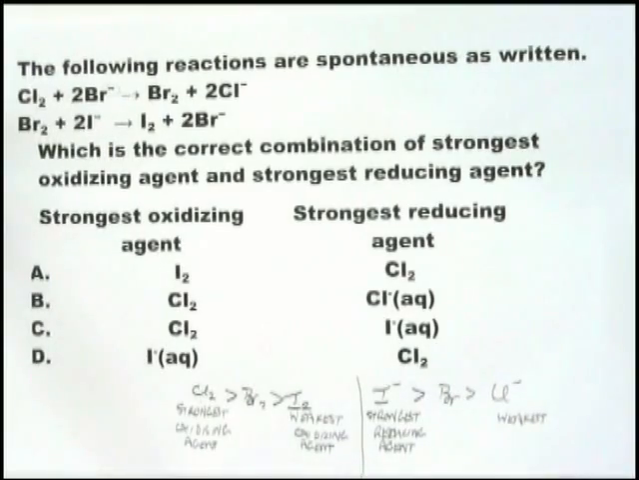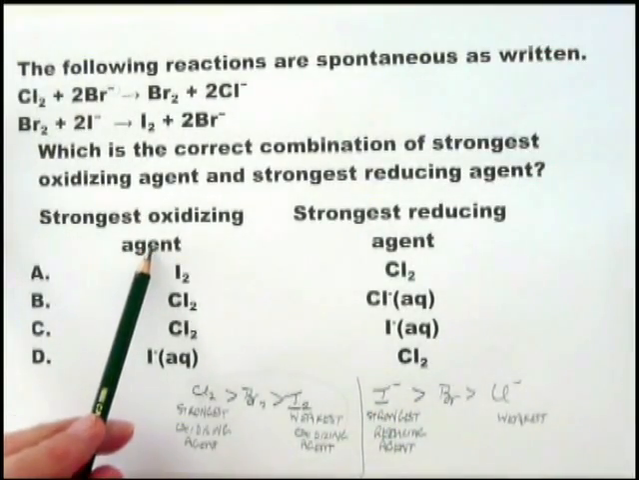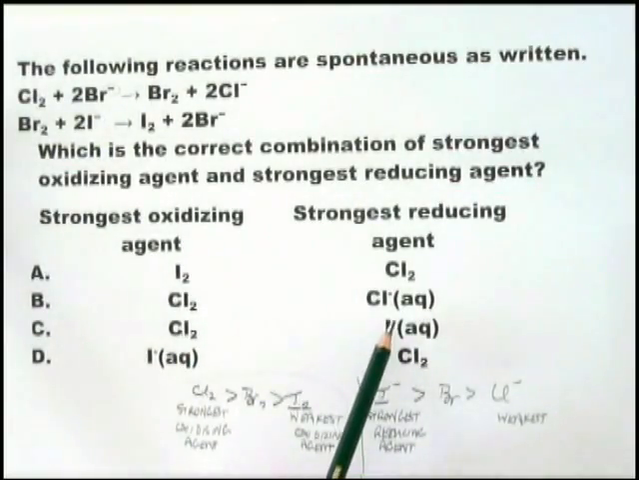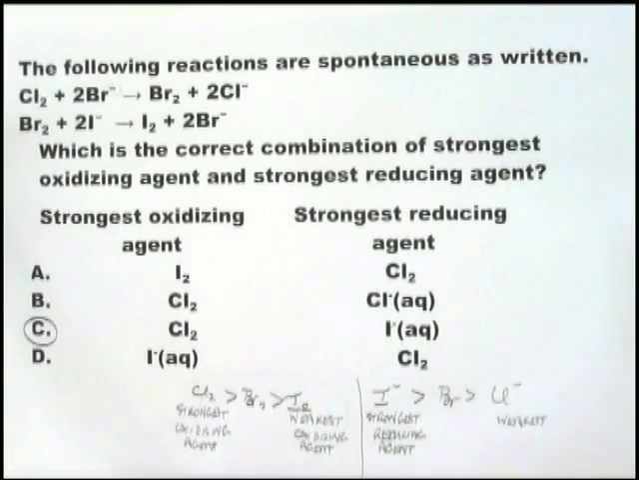So it's important for you to see these two ideas: in terms of oxidizing agent, chlorine is the most powerful oxidizing agent. In terms of reducing agent, iodide ion is the most powerful reducing agent. Therefore, when you look through here, strongest oxidizing agent, well, there's chlorine and chlorine, and we are therefore going to iodide ion. So this C is the answer.